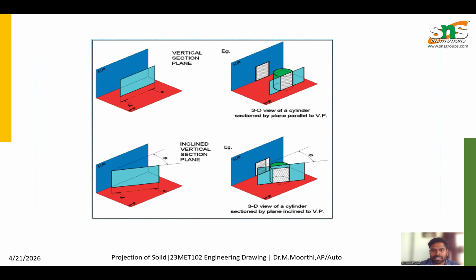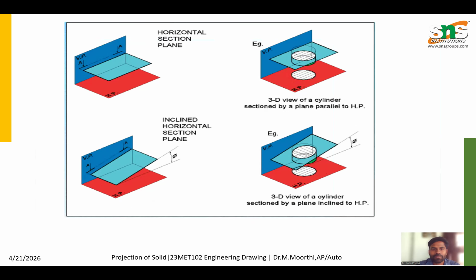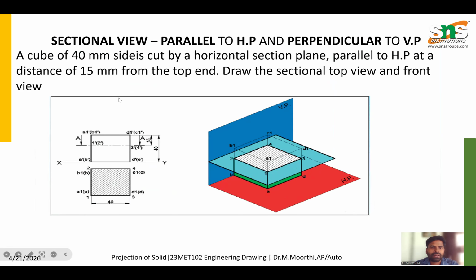Similarly, it is represented with the help of a cylinder, where the section plane is parallel to the horizontal plane. And the next one is the section plane inclined to the horizontal plane, also with the example of a cylinder, where the cutting plane or section plane is inclined to the horizontal plane.